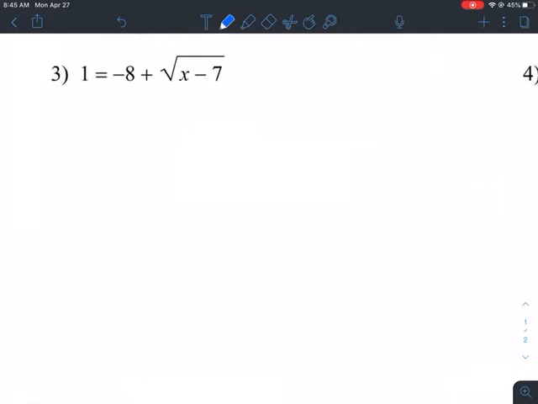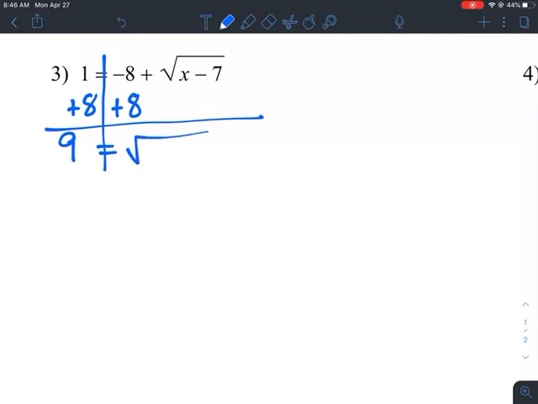So in this case, there is something on the outside of the radical. So I want to go ahead and get rid of that first before I square anything. Because if I square this whole right side, it's going to be a whole big mess. So the first thing I'm going to do is add 8 to both sides. So I'm going to end up with 9 equals the square root of x minus 7.